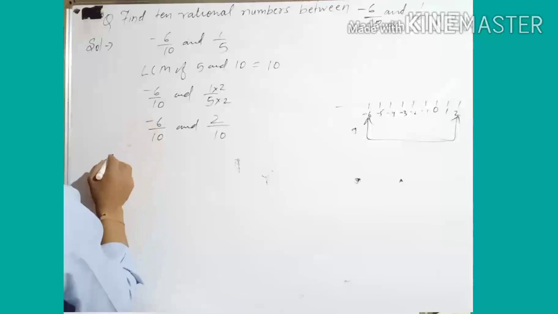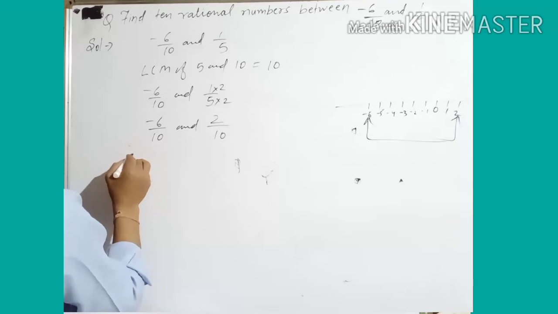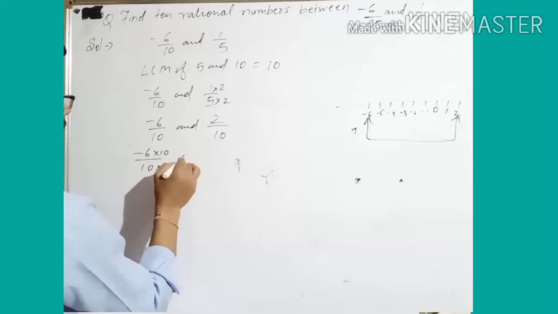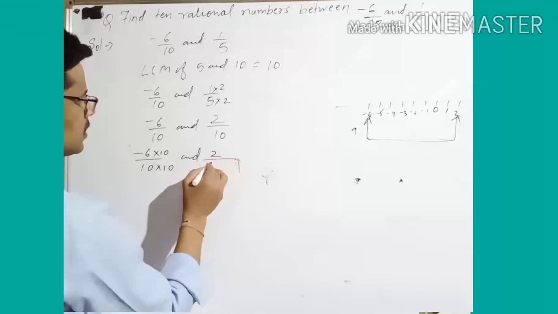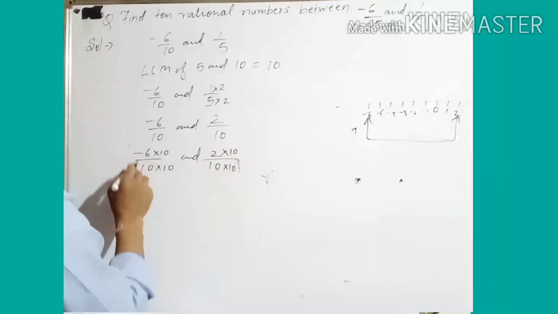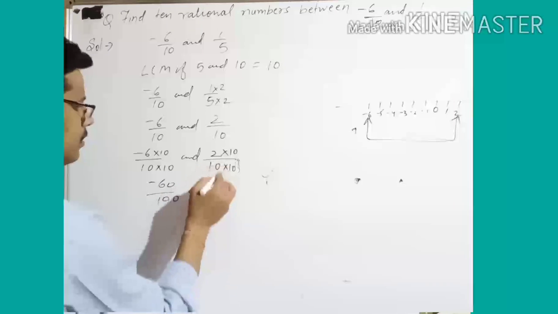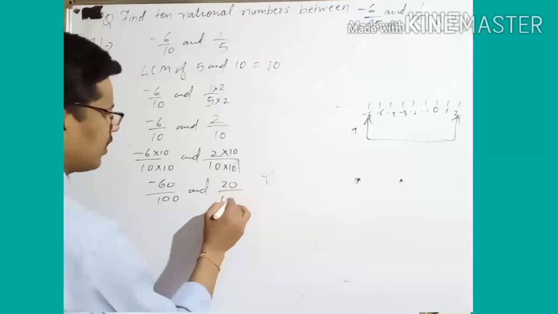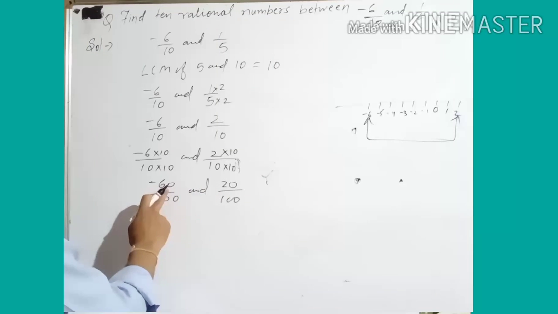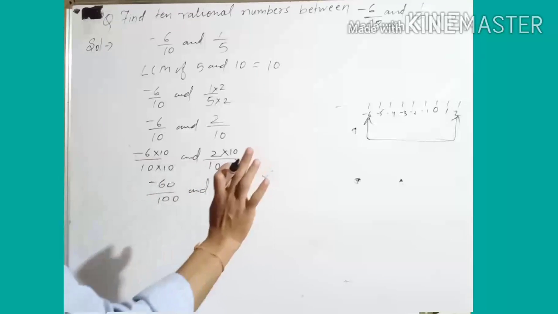Let's see. We can write minus 6 upon 10 directly. Yeah, you don't want to write directly, so I multiplied by 10 here also, so that you are able to understand. 2 multiplied by 10 here, 10 multiplied by 10, so what we get here? Minus 60 upon 100, and here 20 upon 100. In this case also, now you are able to compare. There are many numbers lying between minus 60 and 20. You can write any rational number.